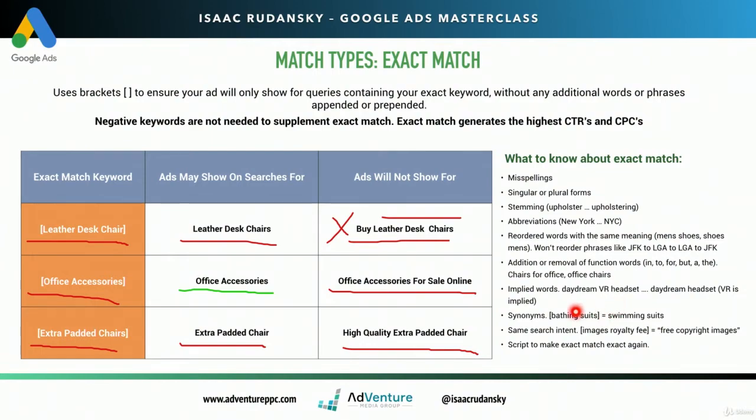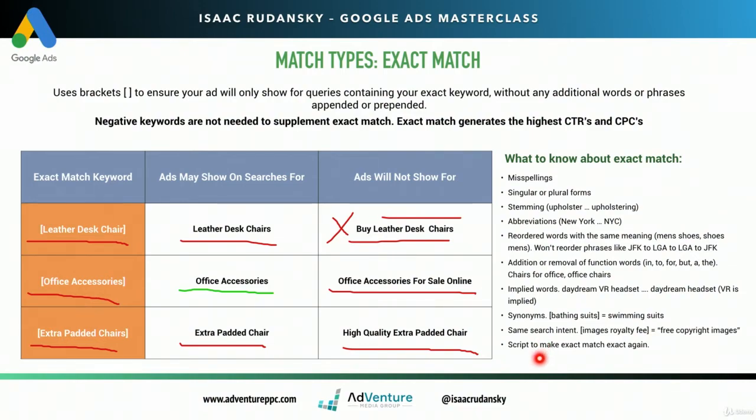Synonyms is a new one that Google is now showing exact match keywords for. If your exact match keyword is bathing suits, Google might trigger that exact match keyword if somebody searches for swimming suits, because swimming and bathing, according to Google, are synonyms. Does Google have a list of synonyms? No, unfortunately they don't. But you'll get a sense of what these synonyms are by monitoring the search terms report.